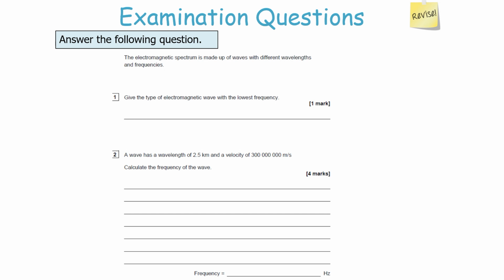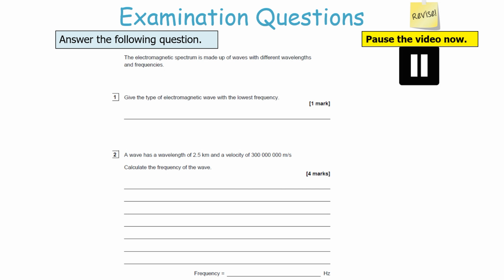The next question says that the electromagnetic spectrum is made up of waves of different wavelengths and frequencies. Give the type of electromagnetic wave with the lowest frequency. Then a wave has a wavelength of 2.5 kilometers and a velocity of 300 million meters per second. Calculate the frequency of the wave. So pause the video now, then unpause the video when you want to go through your answer.